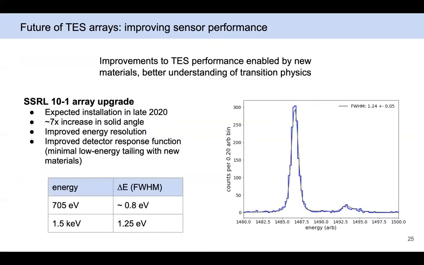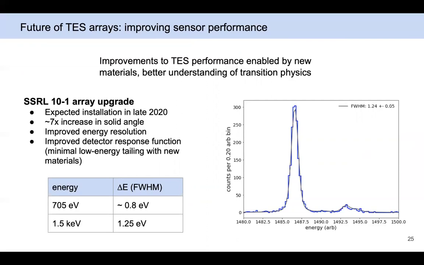We think there's still a lot of room to expand the capability of the spectrometers, and one way to do that is by improving the sensors themselves. We can do that by finding new and better materials and by improving our understanding of the physics of the superconducting transition. Later this year, we plan to deliver a new TES array to the spectrometer at SSRL beamline 10.1.